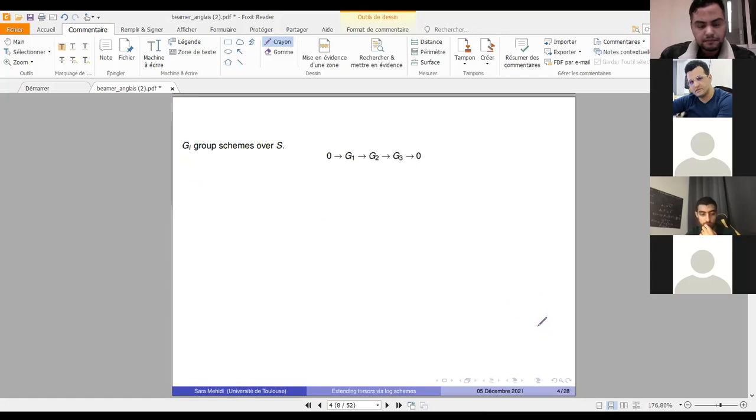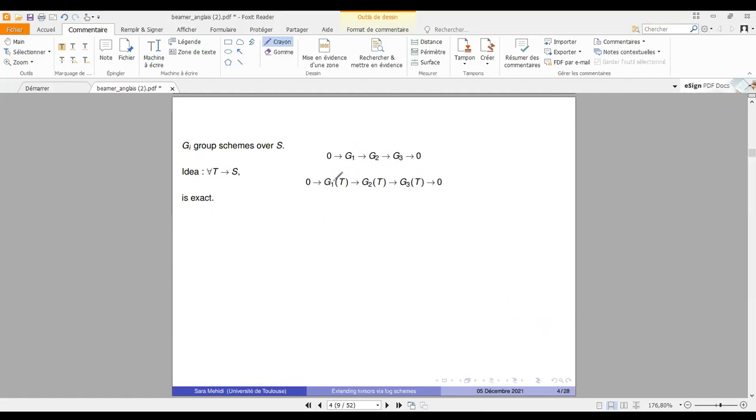Now I have this sequence of group schemes, and I would like to give a meaning for this sequence to be an exact sequence of group schemes. The first idea that comes to mind is to ask that this sequence is exact on points, which means that for any S-scheme T, I have an exact sequence of groups, since these are just groups. But when we see examples, we note that this is too strong a condition.